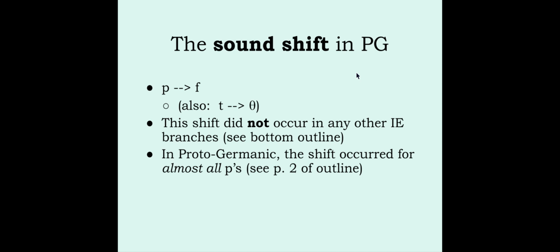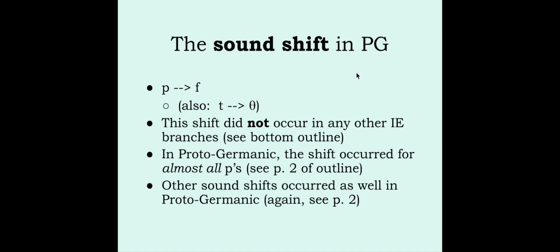So again, from this, we can see that in Proto-Germanic, for some reason, we don't know why they did this, they had a general sound shift where they started pronouncing almost all their P's as F's. And in fact, if you look further along on page 2, you'll see that other sound shifts occurred as well. So these Germans changed their pronunciation of other consonants also.